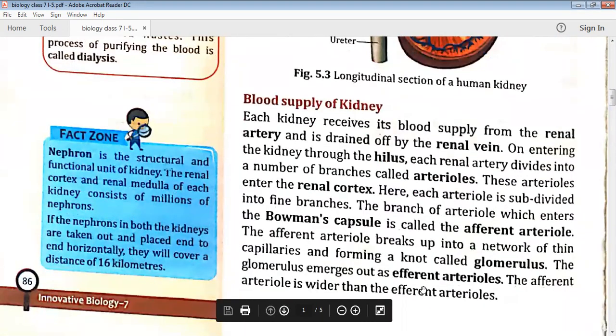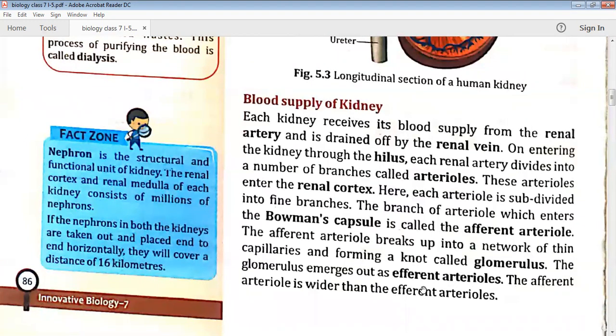Then the glomerulus emerges out as the efferent arteriole. The efferent arteriole is narrower than the afferent arteriole. So basically, what is happening is that each arteriole enters into the Bowman's capsule, which is known by the name afferent arteriole. Then it breaks up into a very thin network, which is known as the glomerulus, and then again it becomes efferent. So when it is entering, it is a-f-f-e-r-e-n-t, afferent arteriole, and when it is coming out, it is e-f-f-e-r-e-n-t, efferent arteriole.